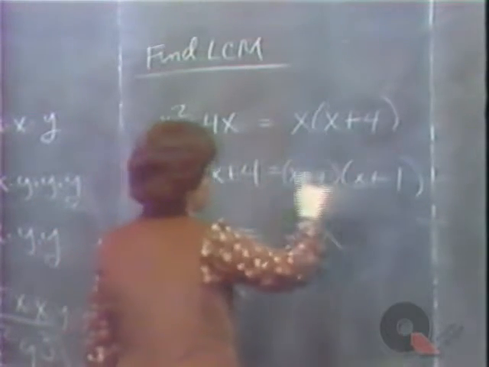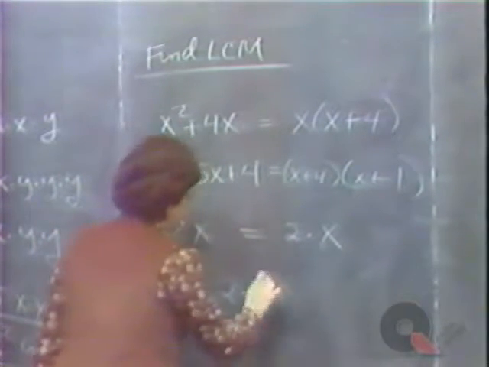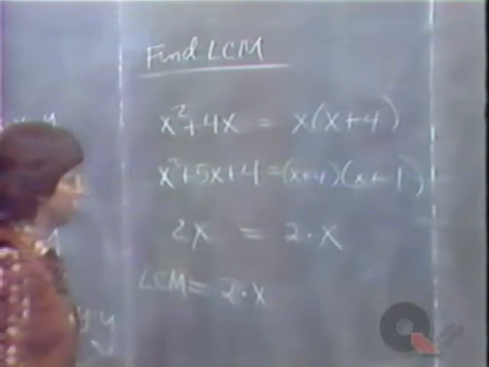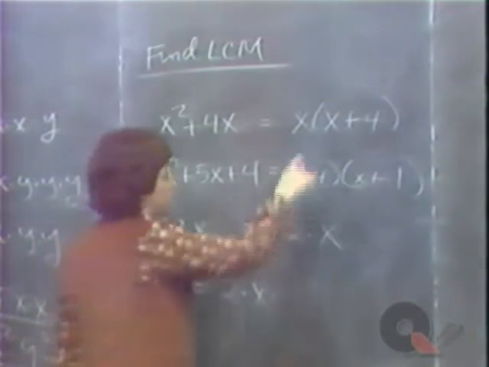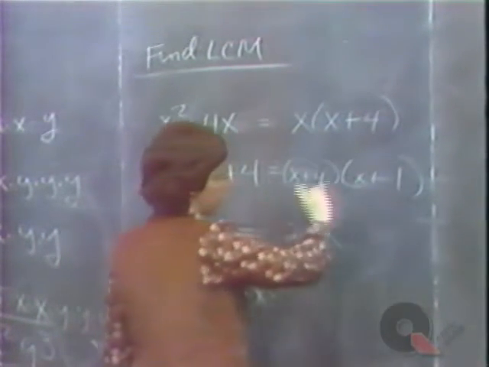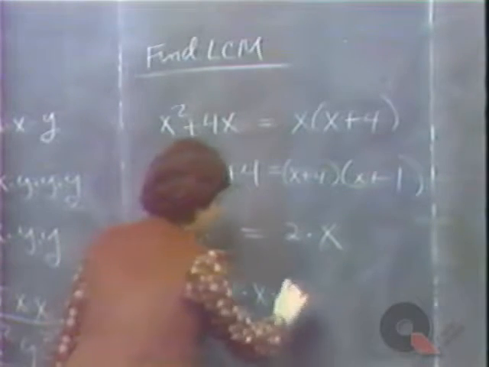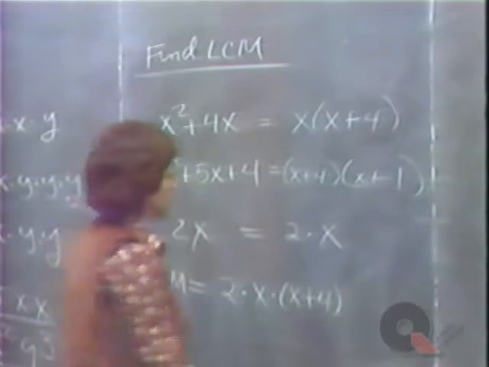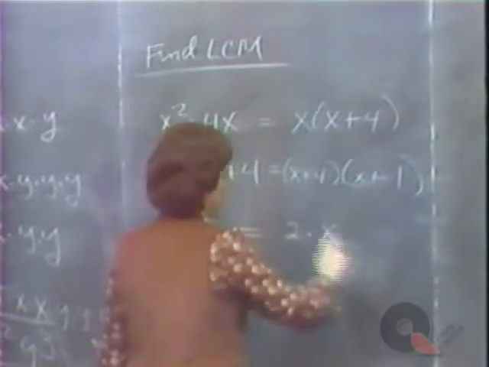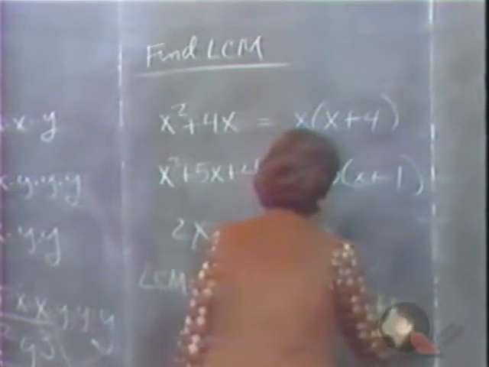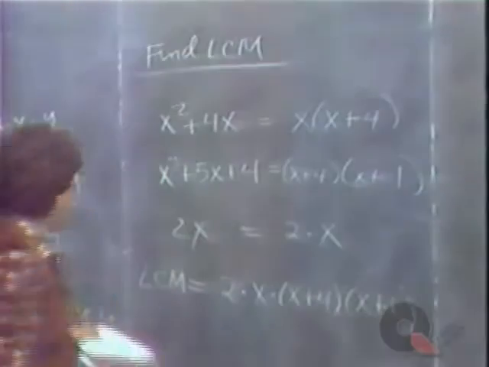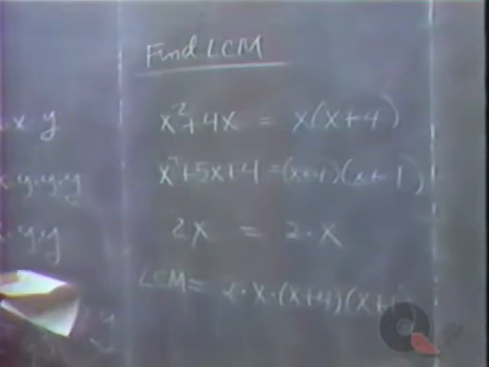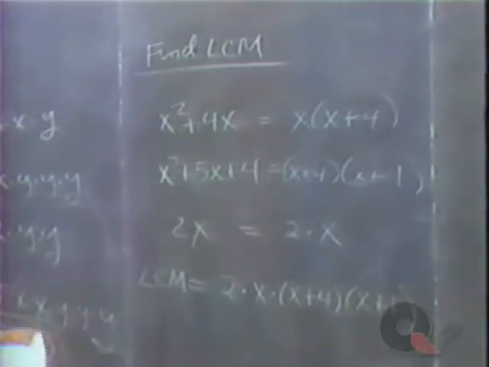X occurs once, no times, 1 time. We'll take it, 1 time. X plus 4 occurs once, x plus 4 occurs once, x plus 4 occurs no times, so we will take the x plus 4 once. X plus 1 occurs no times, 1 time, no times, we will take the x plus 1. Okay, so the least common multiple is 2 times x plus 4 times x plus 1.